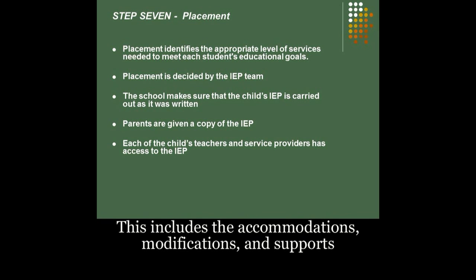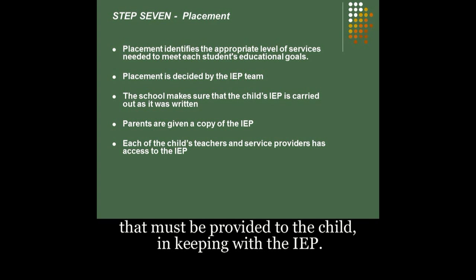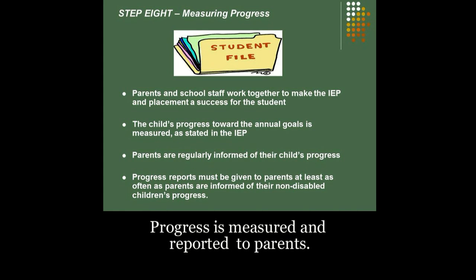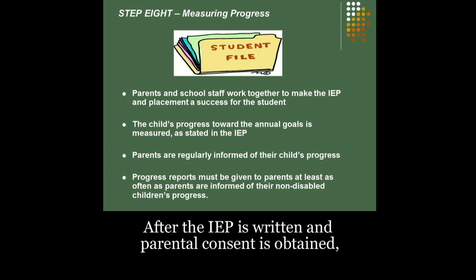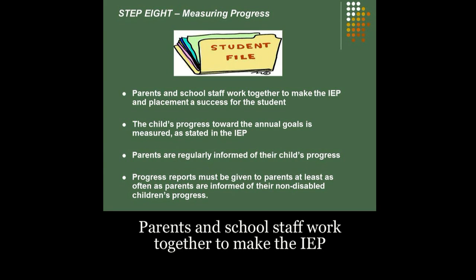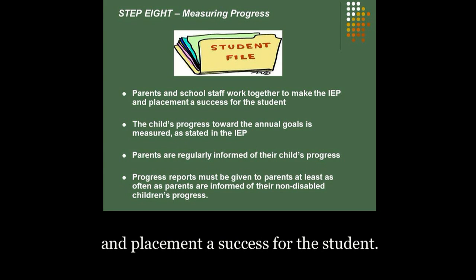This includes the accommodations, modifications, and supports that must be provided to the child in keeping with the IEP. Step 8. Measuring progress. Progress is measured and reported to parents. After the IEP is written and parental consent is obtained, the IEP is implemented as described on the services pages of the IEP. Parents and school staff work together to make the IEP and placement a success for the student.